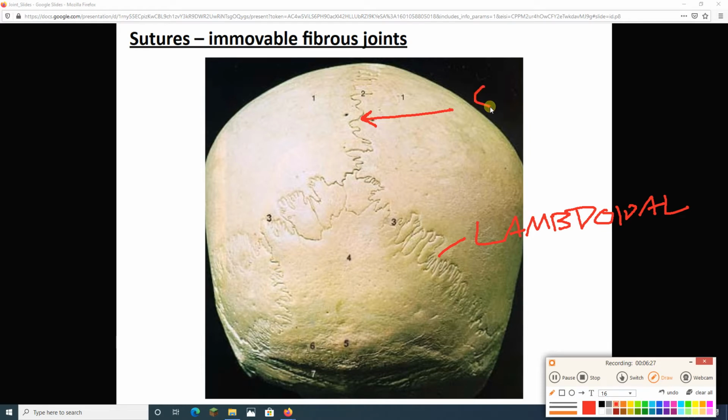I'm leaving that pause for you. I even gave you the first letter. You shouted it out, I'm sure. It is the sagittal suture.